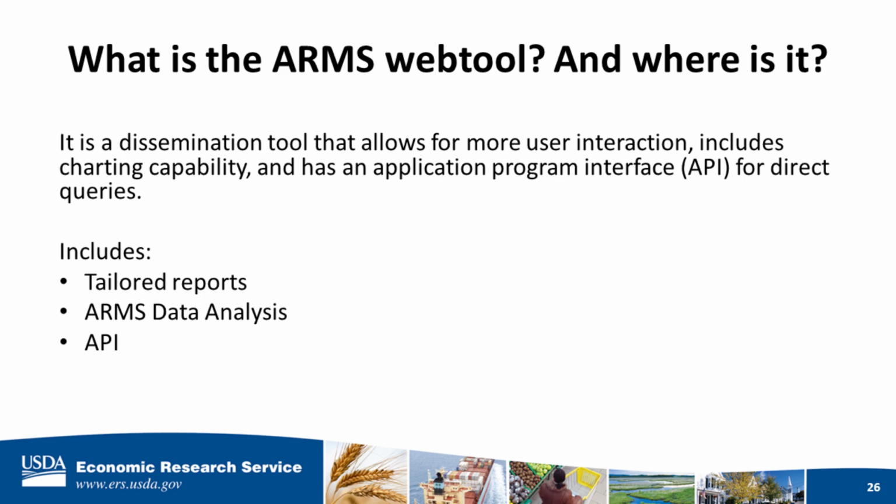The ARMS web tool allows for more user interactions. As I said earlier, it includes sorting capabilities. And the good feature the ARMS tool does have is an API, so that you can use that API key to pull all the information all at once. ARMS web tools include different tailored reports, and it also does have ARMS data analysis features, which I'll show you in the future slides.